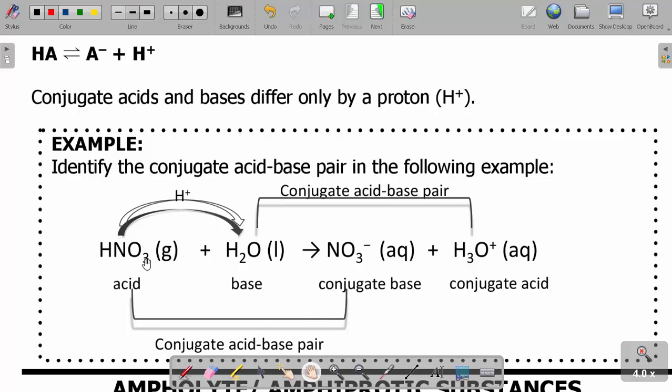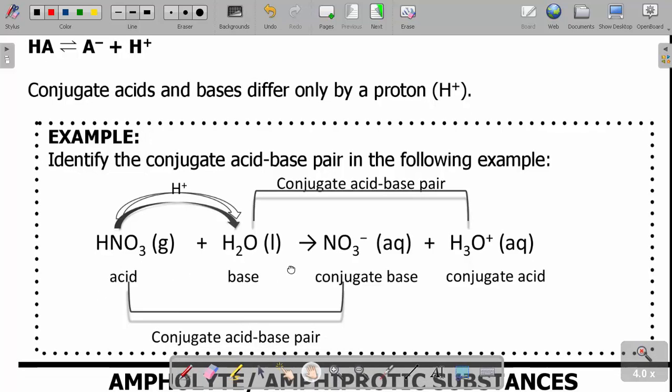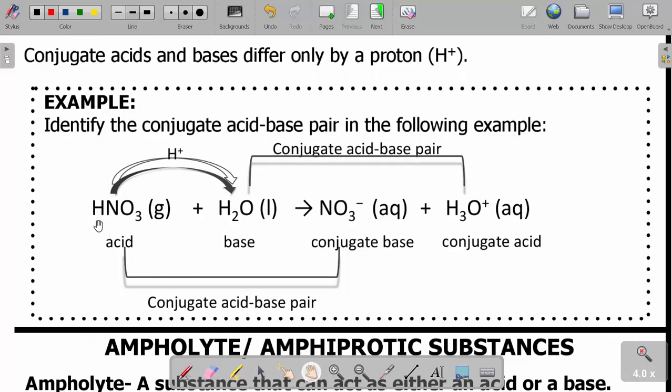Now this is HNO3 plus water to give us NO3 minus plus hydronium ion. To get what these are, you look at the products. If this is NO3 minus, it came from what? From this HNO3, which means HNO3 has donated this proton, so it is the acid A1.